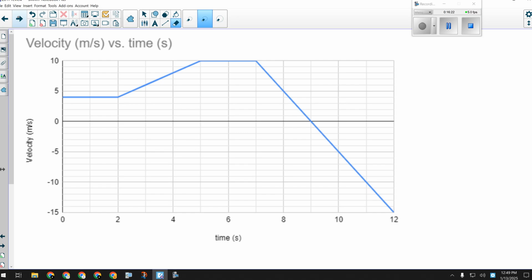Okay, velocity versus time graph. Here are the things I would like you to solve for.